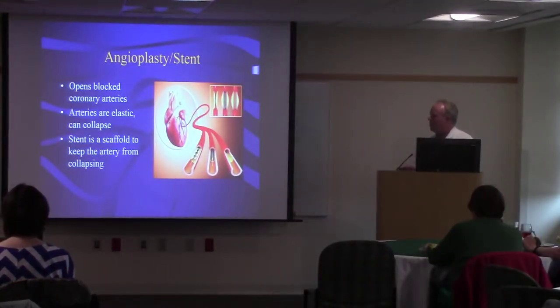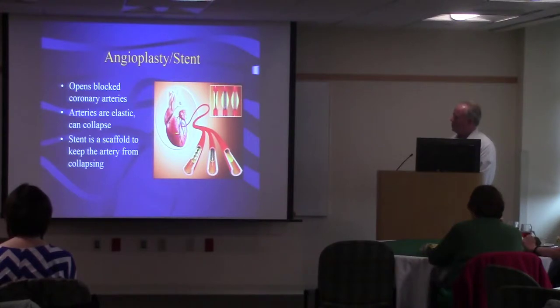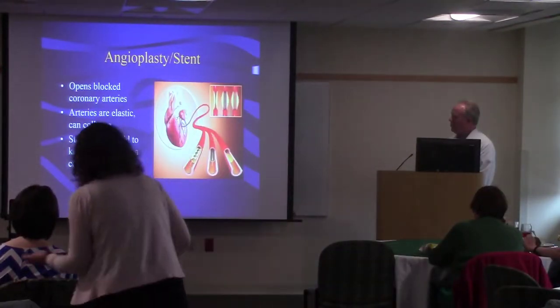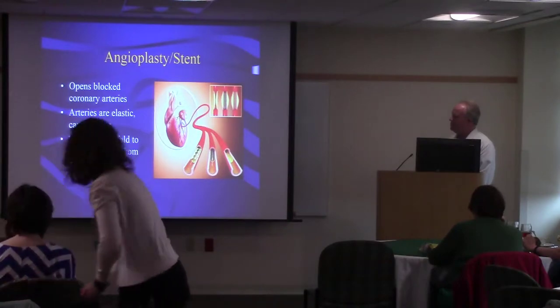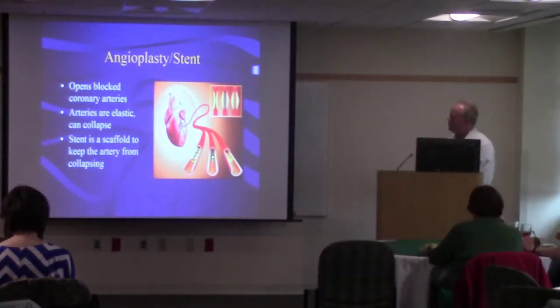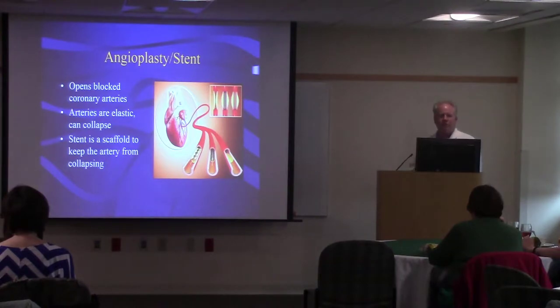Again, we open the blocked arteries, the coronary arteries. So the coronary arteries run along the surface of the heart. And again, they supply the heart itself with blood. So if there's a blockage in your artery, we can go in there with a balloon and a stent. And we expand the balloon, which opens up the blockage. And then usually we leave a stent behind, which is a scaffolding. Your arteries are very elastic, so if we just open them up, they'll collapse again. And the stent acts like a scaffolding to keep the artery from collapsing.